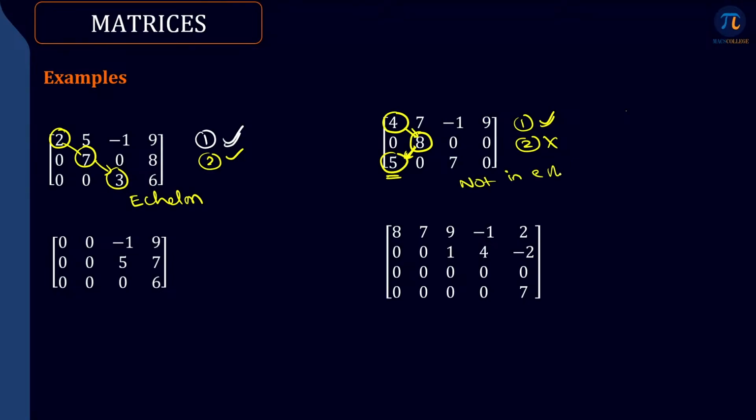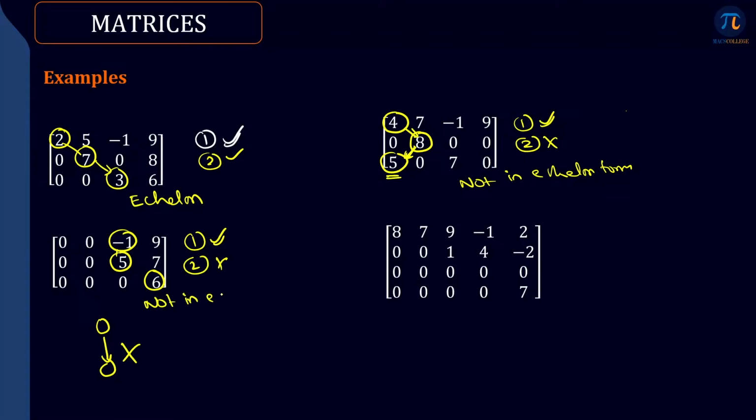Not in echelon form. Of course, in the examination, if you write one example, it is enough, sir. Now here there are no zero rows, but you see leading, leading, leading. First condition is satisfied, but the second condition failed because they are in the same column, failure. So the second condition failed, not in echelon form. Now here, leading, leading, and a zero row is above a non-zero row. So the first condition itself failed. Don't worry about the second condition, not in echelon.